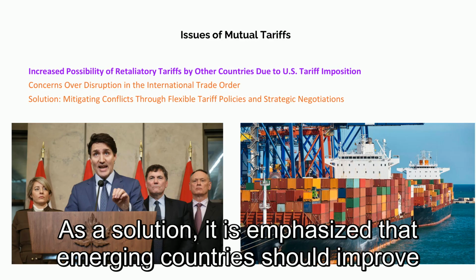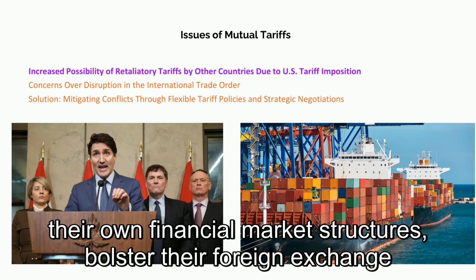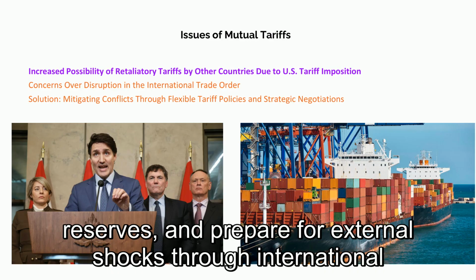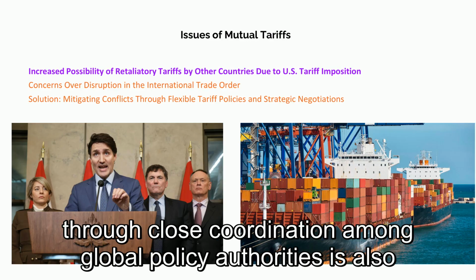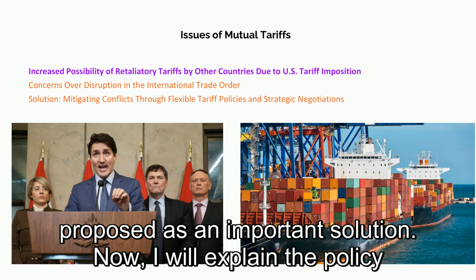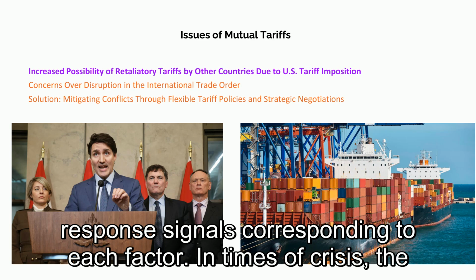As a solution, it is emphasized that emerging countries should improve their own financial market structures, bolster their foreign exchange reserves, and prepare for external shocks through international cooperation. In addition, mitigating emerging market instability through close coordination among global policy authorities is also proposed as an important solution. Now I will explain the policy response signals corresponding to each factor.